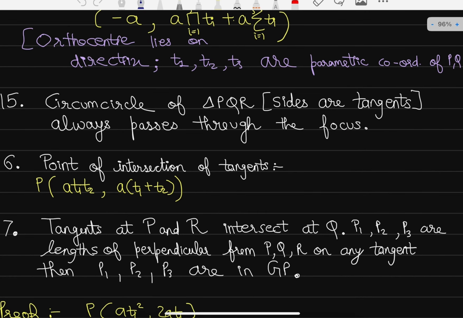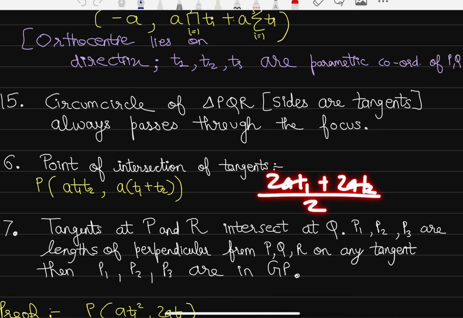The point of intersection of tangents, as we discussed, is (A T1 T2, A(T1 + T2)). To remember this, the x coordinate is the GM of both x coordinates. So A T1 squared times A T2 squared under root, that is A T1 T2. And the y coordinate is the arithmetic mean of both y coordinates, that is (2A T1 + 2A T2)/2, so A(T1 + T2). So GM, AM.